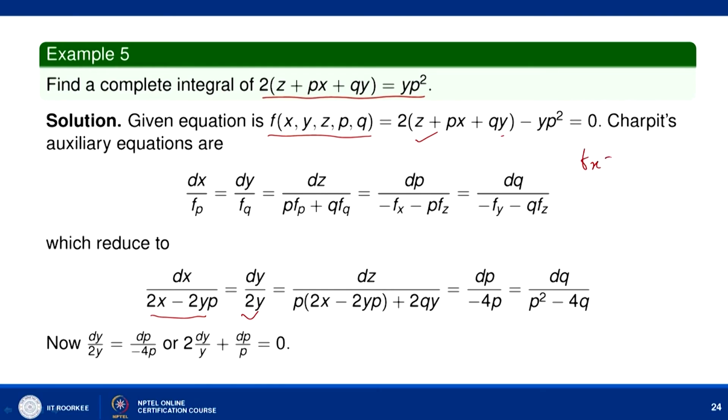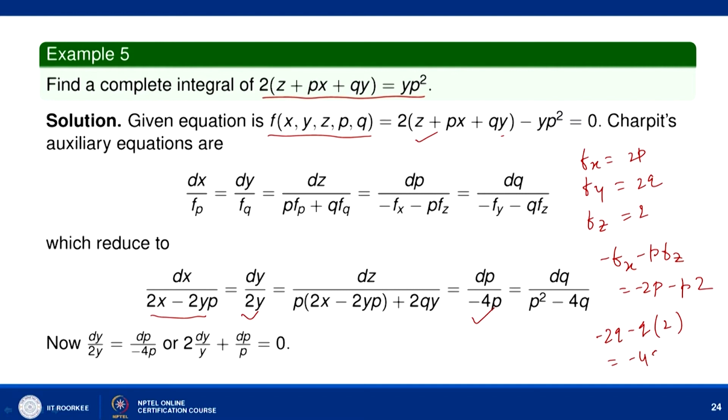If you look, fx is simply 2p, fy is 2q, and fz is 2 here. So we can write minus fx minus pfz as minus 2p minus p times 2, so it is minus 2p and this is minus 4p. So dp upon minus 4p. Similarly, you can find minus fy minus qfz. The minus fy means minus 2q minus q times 2 here. So it is minus 4q.